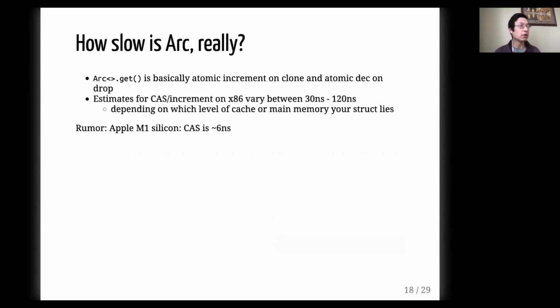Well, so how slow is Arc really? In case you're worried about using Arc instead of cloning. Well, if the data is any significant size, it is fast. It is almost always faster, actually. Basically, Arc is just an atomic increment on the clone and an atomic decrement on drop. And roughly on an x86, they estimate that this is between 30 and 120 nanoseconds, depending on which level of cache. It might be faster on other hardware.